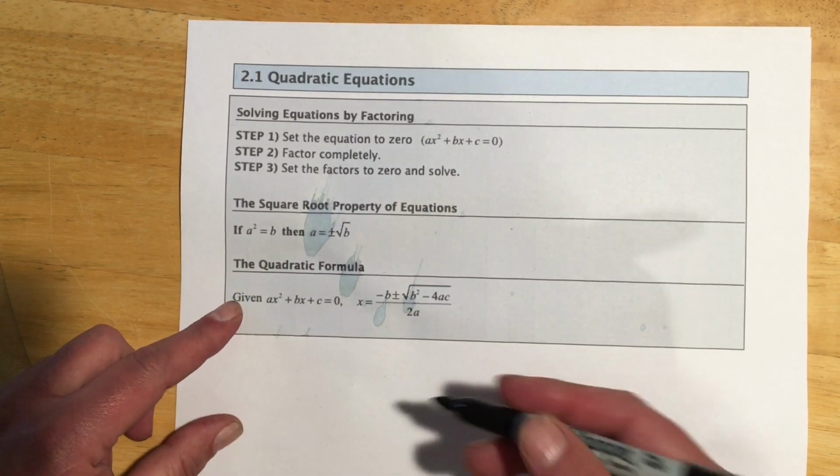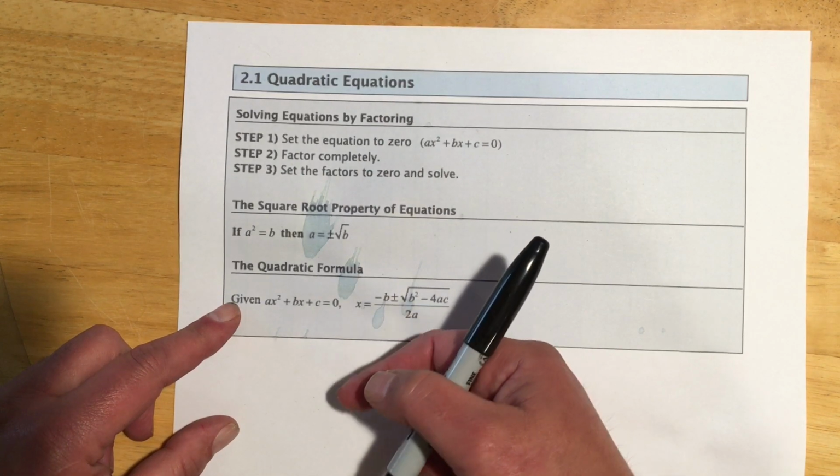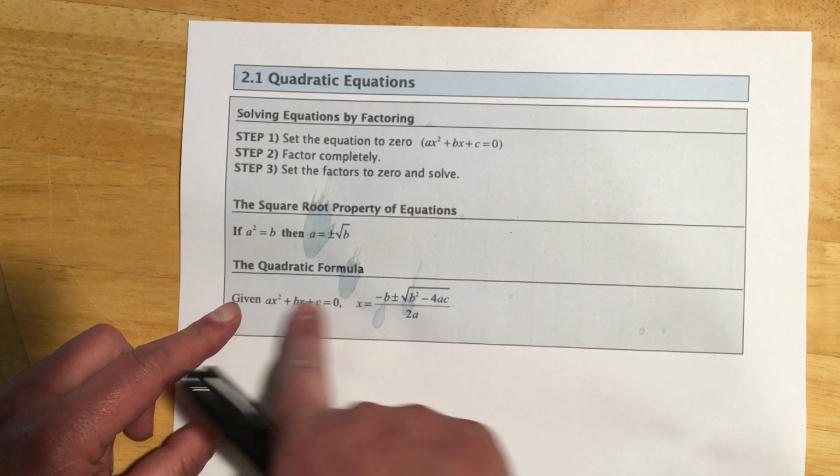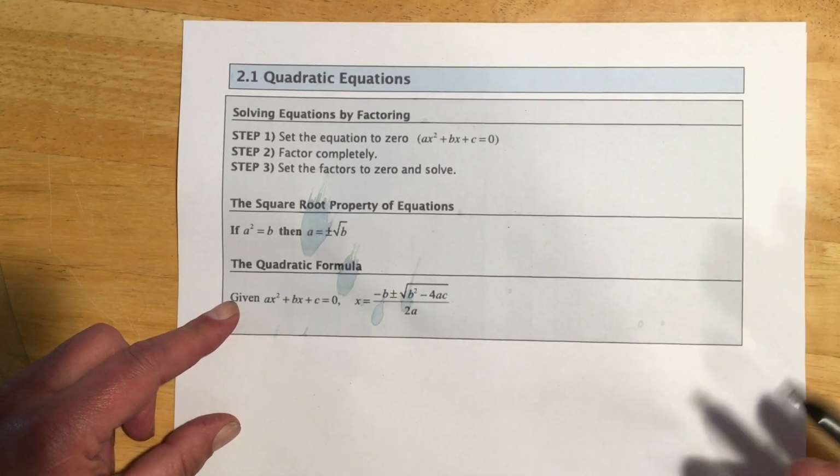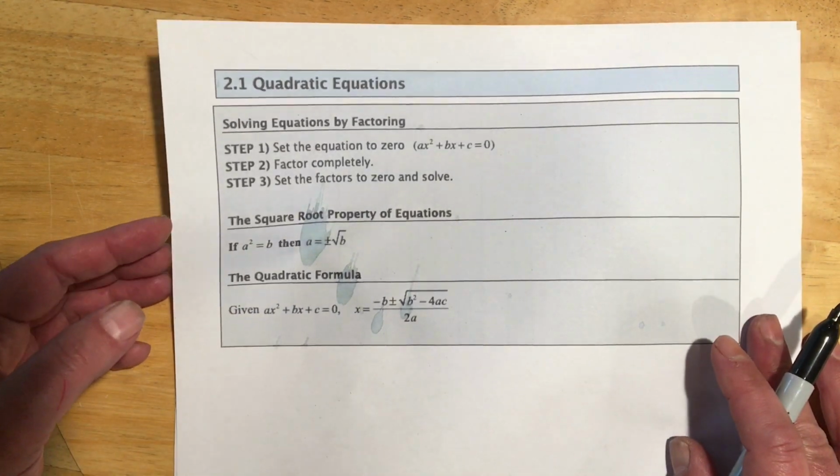And then quadratic formula is when it doesn't factor or when it's going to be really terrible to factor. And we're in standard form, we can just throw it right in the quadratic formula, and then that's going to get us our solutions. So let's see what some of those look like.